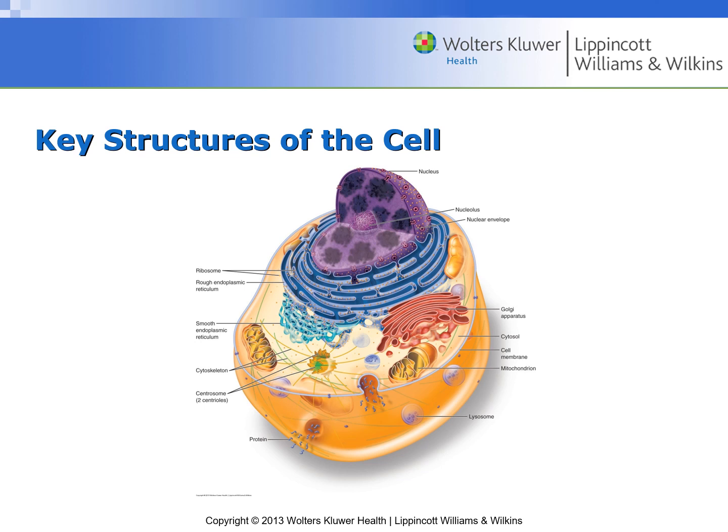And here we have the key structures of the cell. Beginning from the superior left, we have the ribosome, the rough endoplasmic reticulum, the smooth endoplasmic reticulum, the cytoskeleton, the centrosome, of which they are featuring 2 centrioles. We have protein, and then over to the superior right, we see the nucleolus, we see the nucleus as a whole, the nuclear envelope, the Golgi apparatus, the cytosol, the cell membrane, and the mitochondrion, followed by the lysosome.